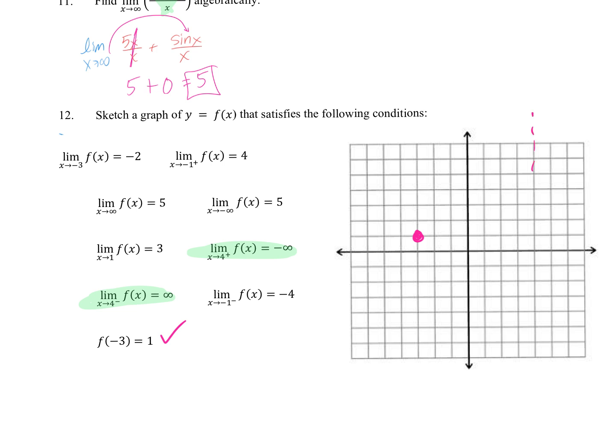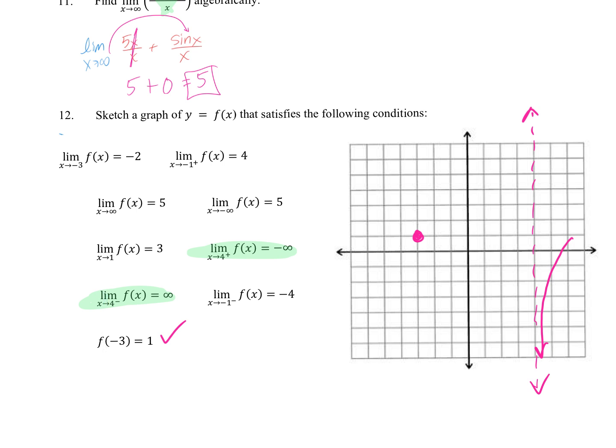So I'm going to go to 4, and I'm going to put a vertical asymptote in there. And this says, as I approach 4 from the positive side, I've got to go to negative infinity. I'm going to just go like this. I don't know quite where I might pick up over here, but I know that as I approach 4 from the positive side, I got to go to negative infinity. What about this one? 4 from the negative side. Where does that need to go? I got to go to positive infinity.